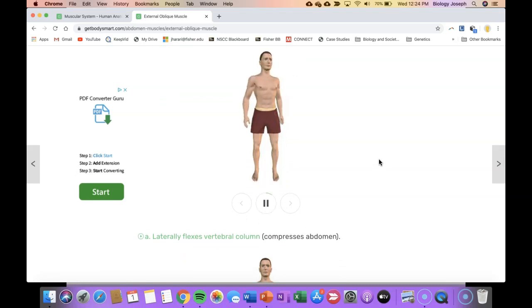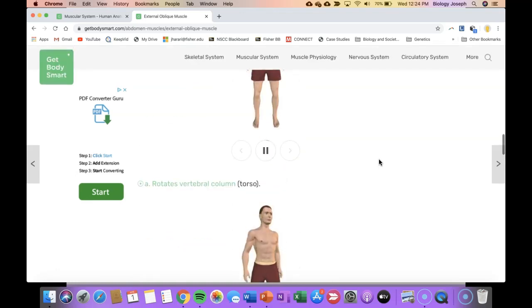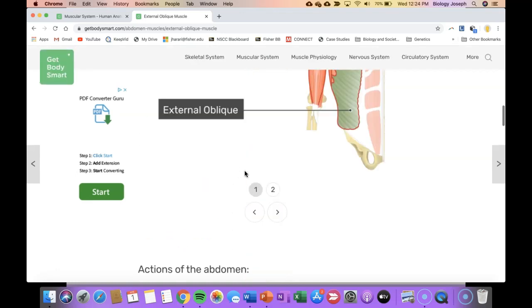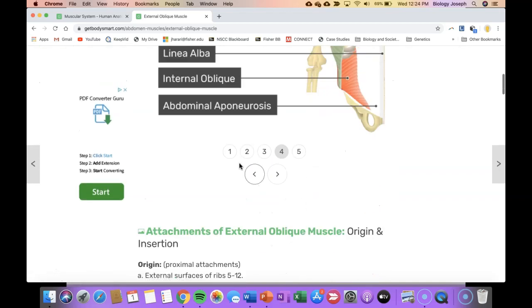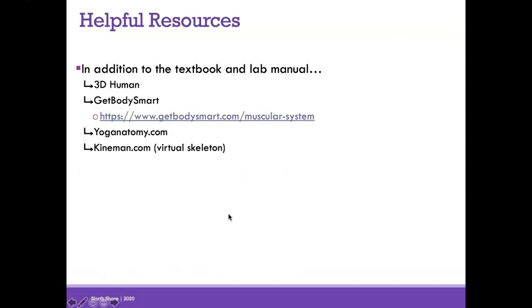This helps you understand a lot of the movement terms we spoke about, like flexion, extension, pronation, supination, etc. But it also gives you a lot of important information about the muscle itself and which parts of the skeleton it interacts with. There's two other apps or websites that I really like. Yoga Anatomy is one, and KindMan is another. These allow you to manipulate skeletons and look at different positions of muscles and skeletons. These are really good resources. I think you should look at all of them.